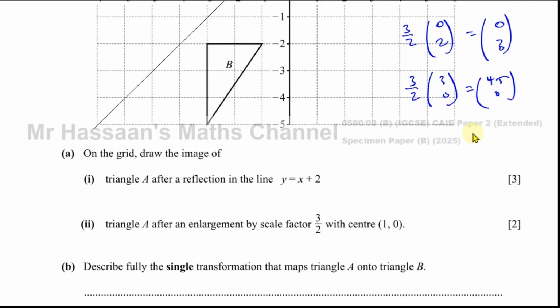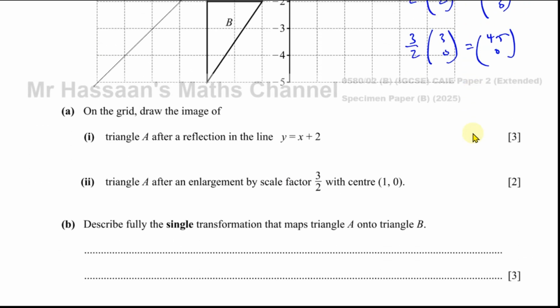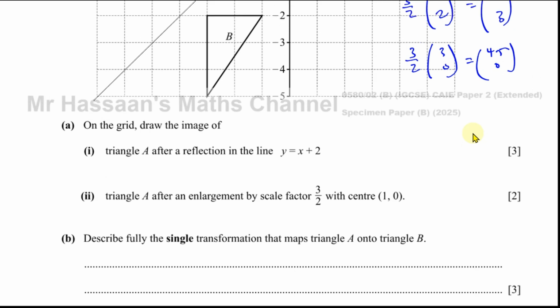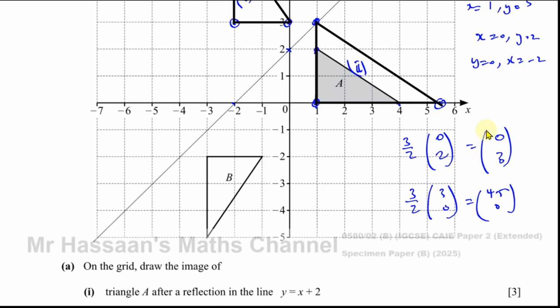Now for part B, it says describe fully the single transformation that maps A onto B. So we're going to map A onto B. Now, one of the things that we might have some issues with, I'm going to try and do this so that it doesn't. I'm going to draw a triangle that looks like A. Can I mess with it? 1 second. Yes, I can.